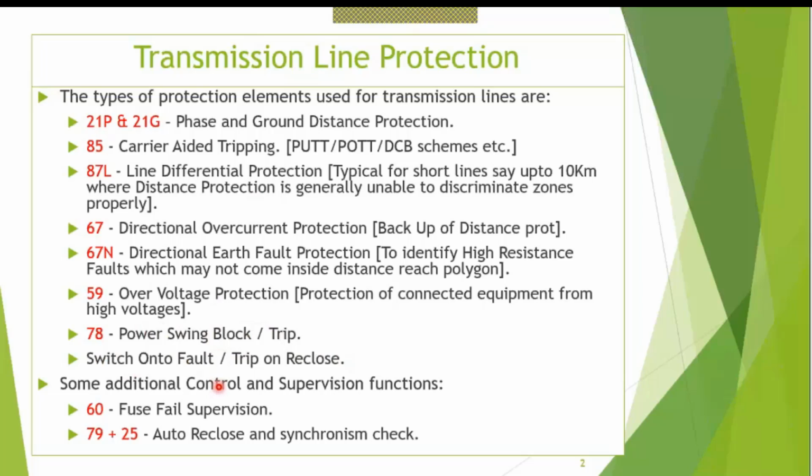Some additional control and supervision functions which are built into the transmission line protection relays are fuse fail supervision. If the VT fuse fails, then the distance protection will not work properly because it doesn't have voltage. But the line is healthy, there's no fault in the line. It might trip the line. Under those conditions, we have this fuse fail supervision, which is used for blocking of distance protection. And there is a totally separate area which is auto reclose and synchronism check, which is not a protection, it is an ancillary function. So we'll be having separate sessions on that.